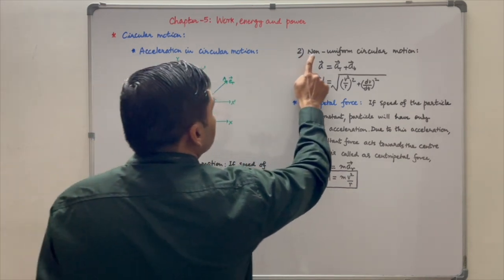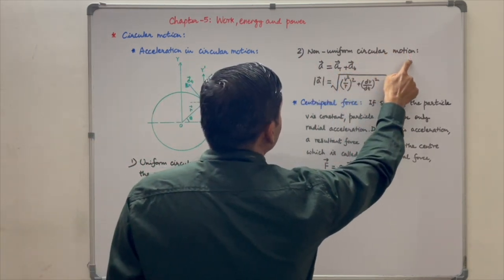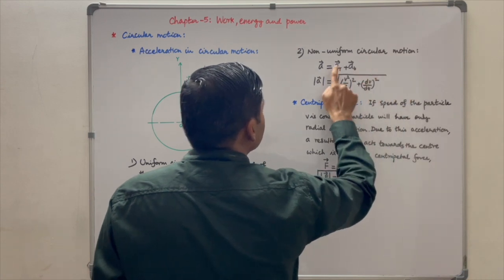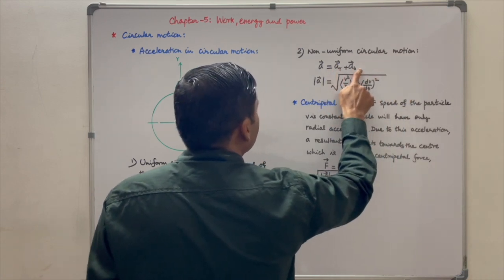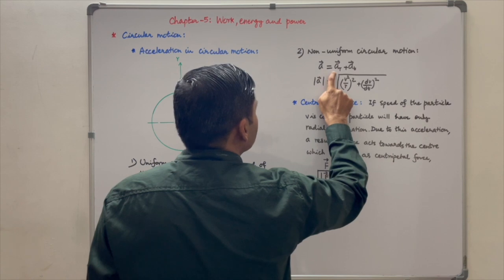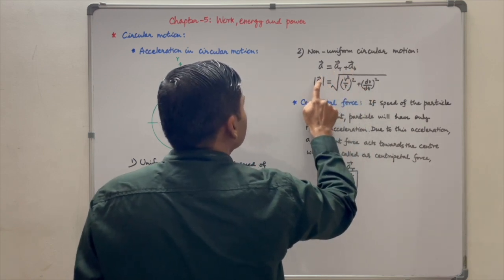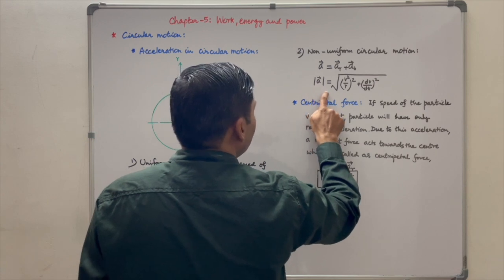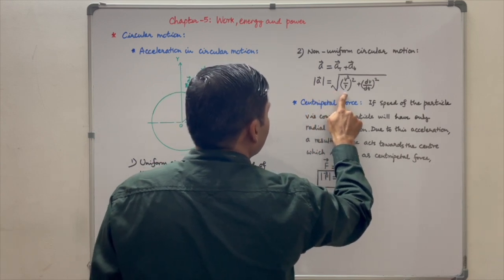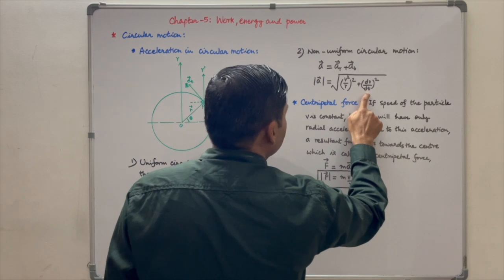If the particle is having non-uniform circular motion, it will have two non-zero components of acceleration. One is radial acceleration, another is tangential acceleration. The magnitude of resultant acceleration is equal to the square root of (v²/r)² plus (dv/dt)².